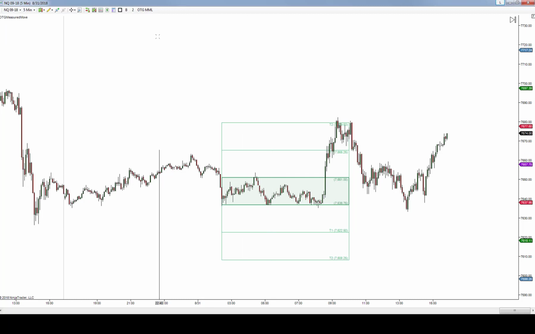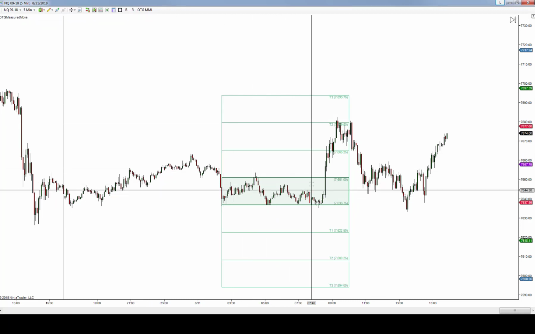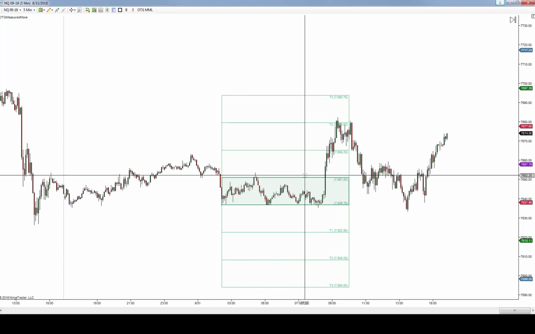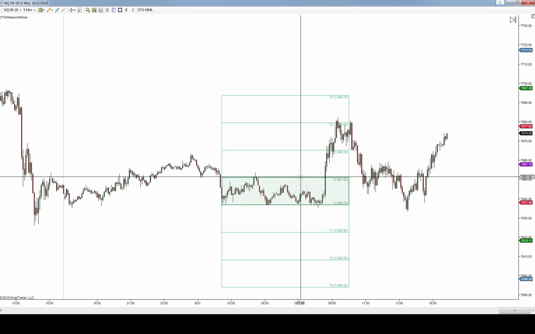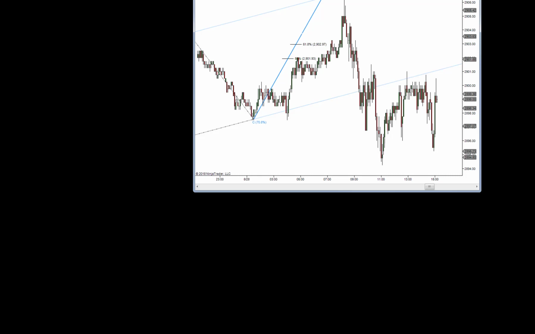So again, just a nice simple tool to show you how to measure out particular trading ranges. Because what we know is that when they break out of these ranges, the most likely scenario is that you will get a measured move in the direction of the breakout. All right, so one more idea here that I would like to share with you. Actually, I have 2 more ideas.